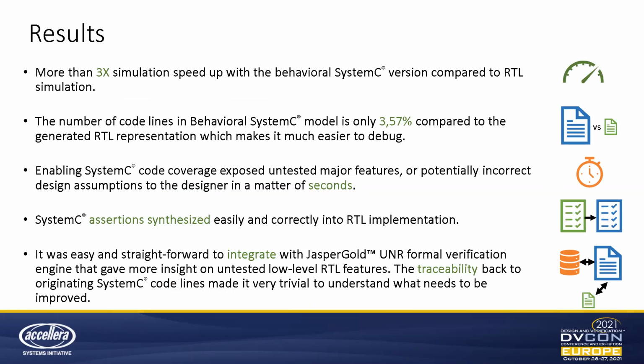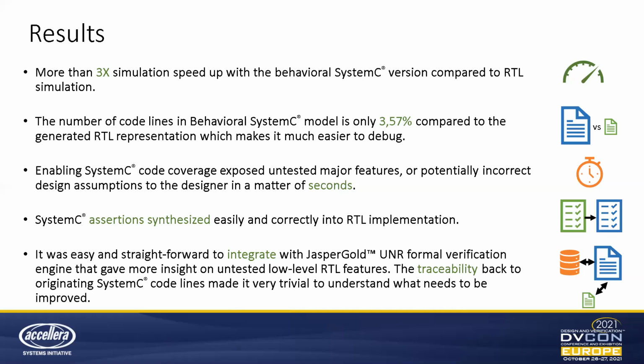The results from our example design are: we could see more than 3x simulation speed up with the SystemC behavioral model compared to RTL simulation. The SystemC code is much smaller. It's only approximately 3.5% compared to the RTL code, which makes it much easier to debug. Assertions were synthesized into RTL by simply enabling it in the tool. It's basically just flipping a switch. And it was easy and straightforward to integrate with JasperGold, and findings were very useful to identify missing verification tests or potential design bugs.